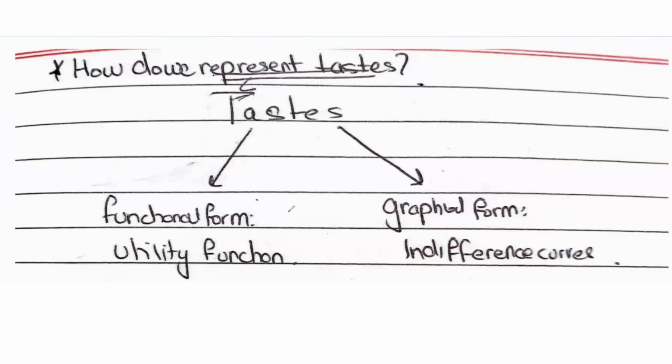Started off talking about this model of tastes, where we first looked at some assumptions regarding tastes. Now we want to look at how we represent tastes. We can represent taste mathematically using utility functions, and we can represent taste graphically using what we call indifference curves. We're going to first move on to the graphical form, the indifference curve, and then we'll look later at the mathematical form, which is the utility function.